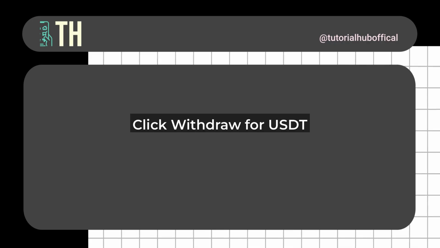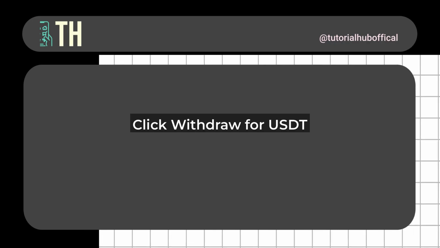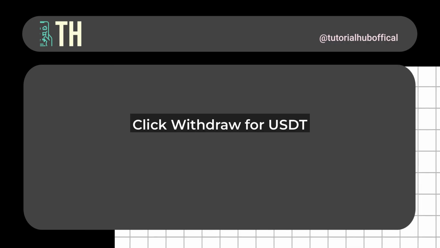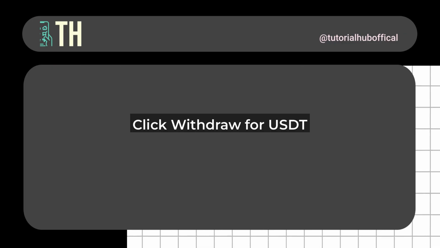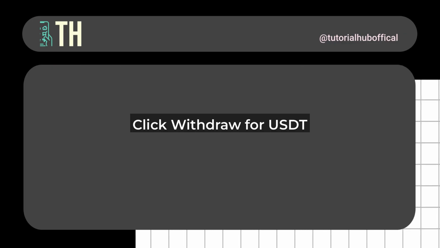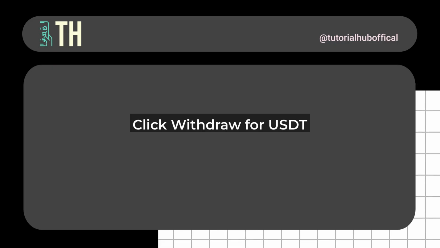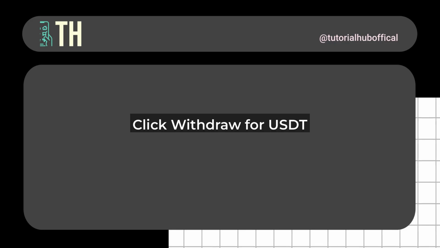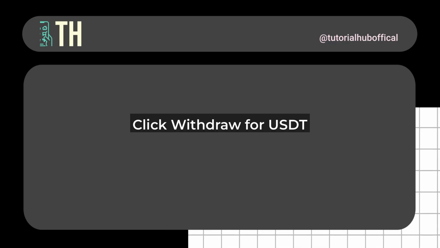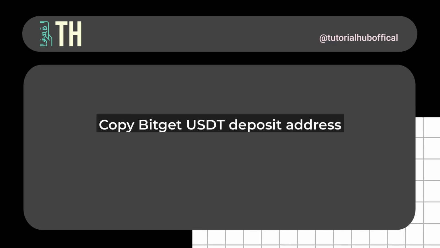Step 1. Log into your Gate.io account. Once you're in, head over to the Wallet section and select USDT from your list of assets. You'll see your balance there. That's your starting point. Next, click on the Withdraw or Transfer Out option for USDT. This will prompt you to enter the withdrawal details.